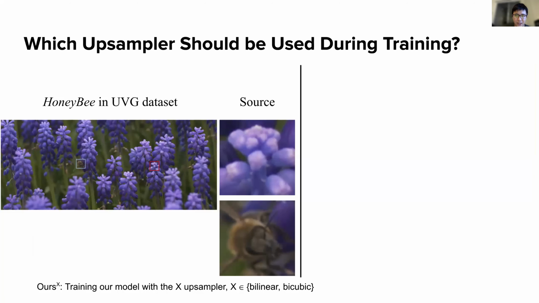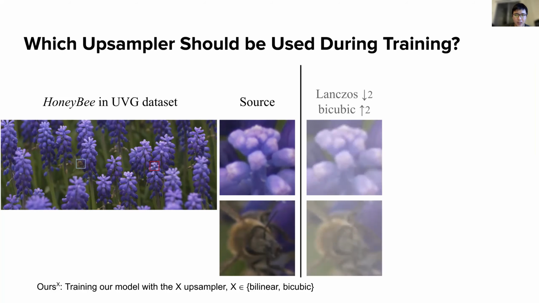Here is a visualization to get some idea of the difference between different training methodologies. I use a video frame from the honeybee sequence in the UVG dataset. On the right, I show 2 crop patches for better viewing. Here is what happened when you downsample by Lanczos with a factor of 2 and then upsample it back using bicubic. The details are blurred out basically.